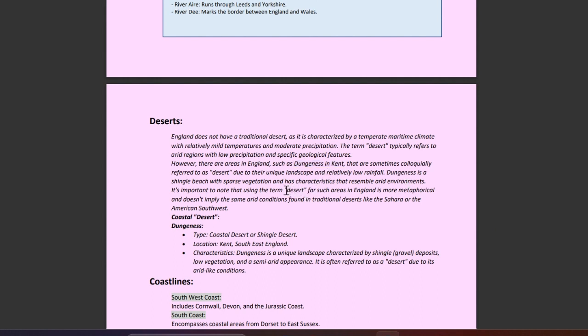So technically it is desert with quotation marks. Coastal desert: Dungeness. The type is a coastal shingle desert. It is located in Kent, Southeast England. Characteristic: Dungeness is a unique landscape characterized by shingle, gravel deposits, low vegetation, and a semi-arid appearance. It is often referred to as a desert due to its arid-like conditions.